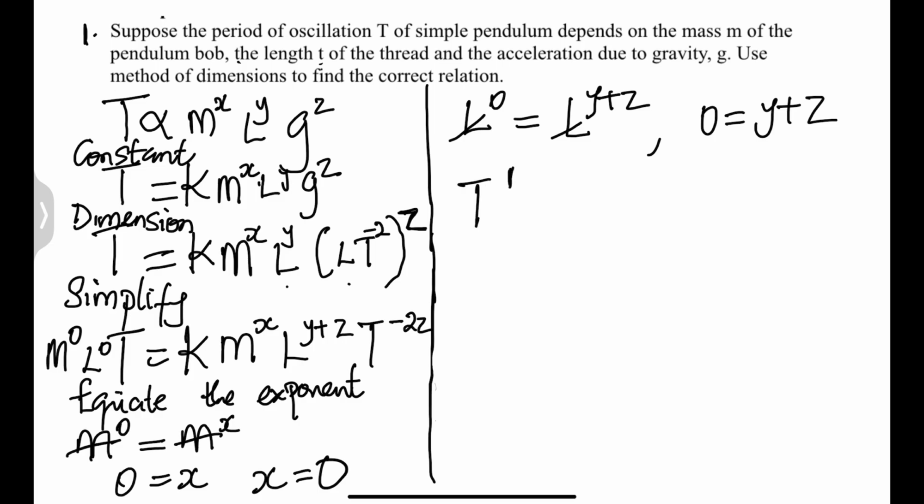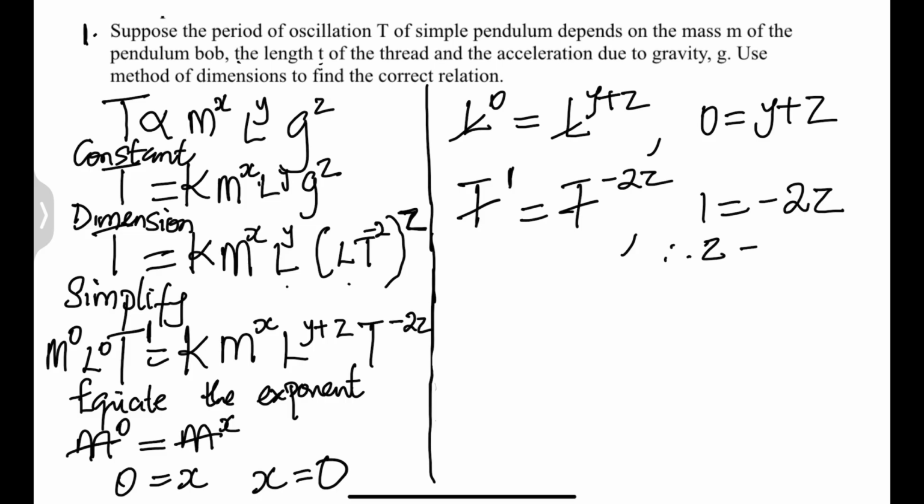to power 1 with the t raised to power minus 2z, because I told you the t has raised to power 1. So the one I'm talking about is here. We'll cancel the base. We'll have 1 is equal to minus 2z. So therefore z is equal to minus 1 over 2. So z is equal to minus 1 over 2.